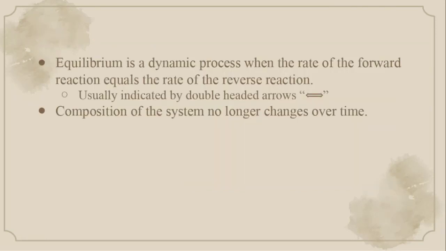So basically it is a dynamic process where the rate of the forward reaction equals the rate of the reverse reaction. And usually you can tell this because they will be indicated by double-headed arrows, which will tell you, oh, this reaction is in equilibrium, so the rate of the forward must equal the rate of the reverse. And since they are equal, that means the composition of the system no longer changes. So the composition of the reactants, like the concentration, is just going to be constant over time. It's not really changing that much.